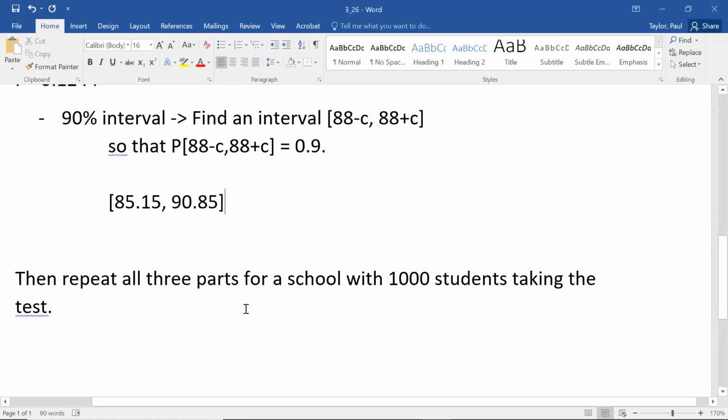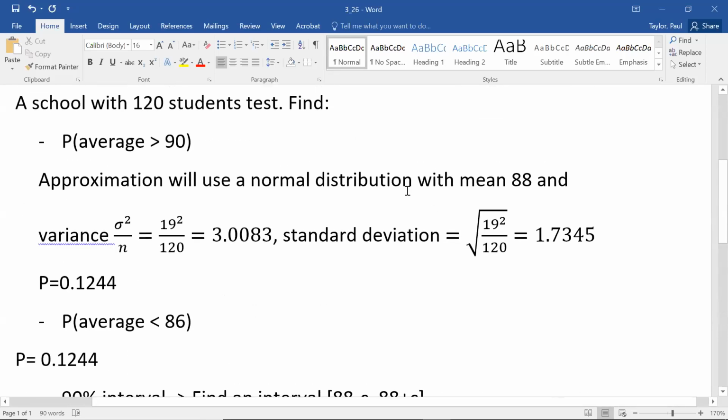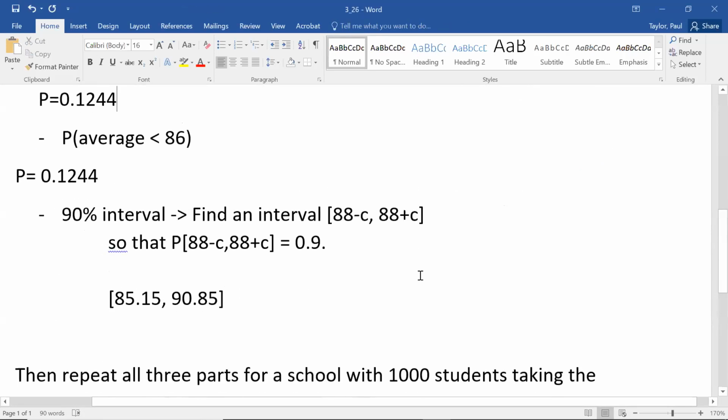Okay, so what if there's 1,000 students in this school? Well, that computation is going to be pretty much exactly the same as what we just did up here, except this denominator changes in our standard deviation. So the mean that we expect is still 88. The average student is 88, so the average school should be 88. But the variance is going to be different. The standard deviation is different. This 120 changes to 1,000.